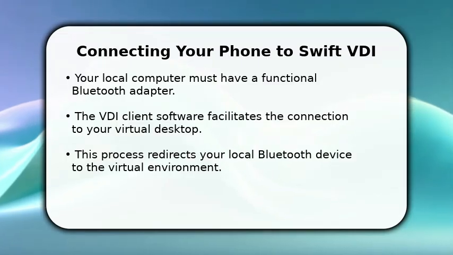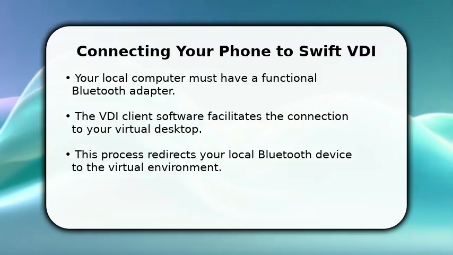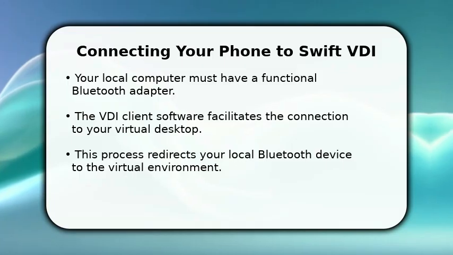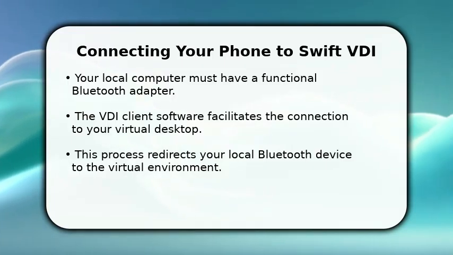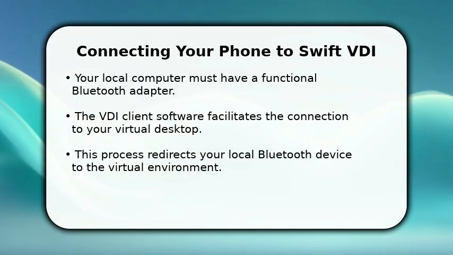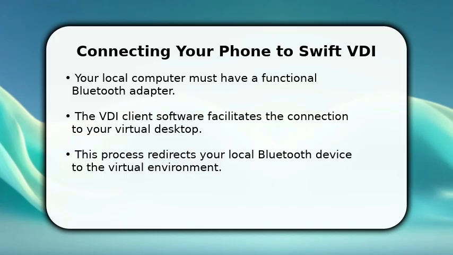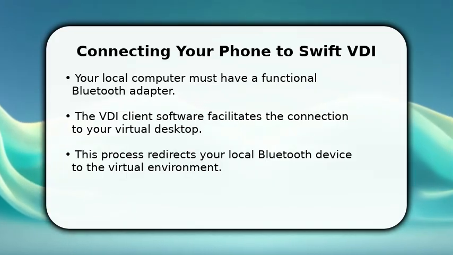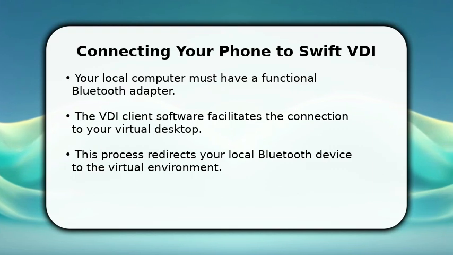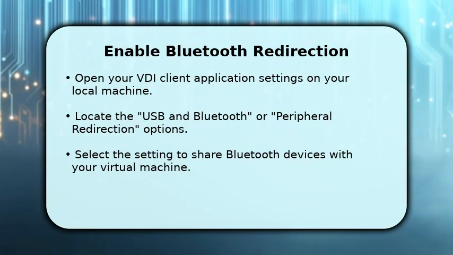In this video, I will explain how to connect your phone to Swift VDI Bluetooth. To begin, ensure your local computer, the one you use to access your virtual desktop, has a working Bluetooth adapter. This is the essential first step, as the virtual desktop relies on your physical machine's capabilities. The VDI client application on your local computer will then manage the redirection of this Bluetooth functionality to your Swift VDI session.